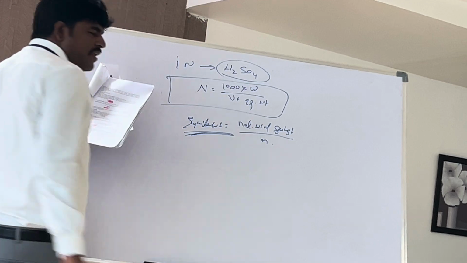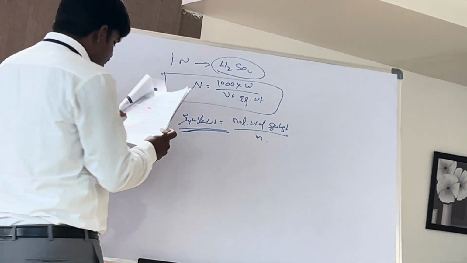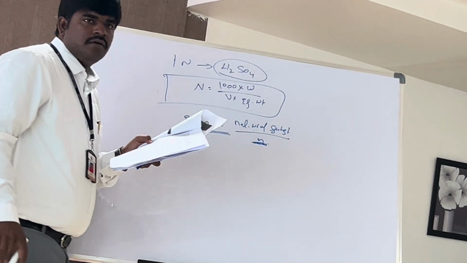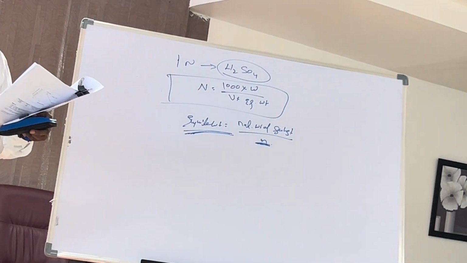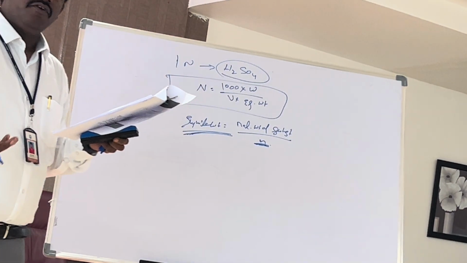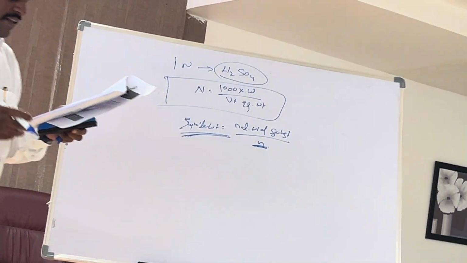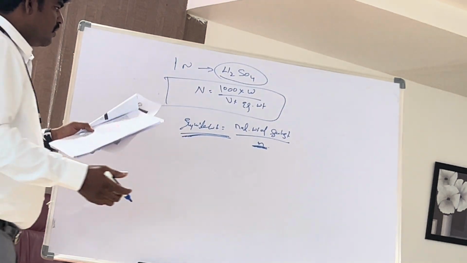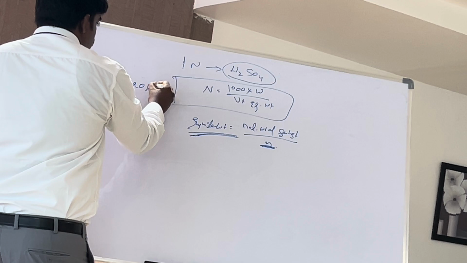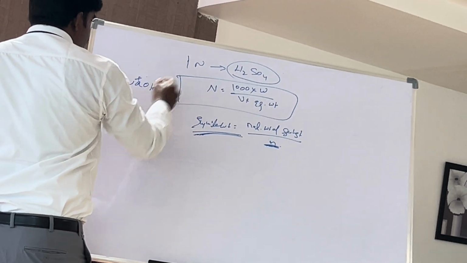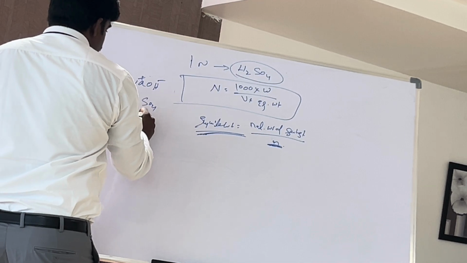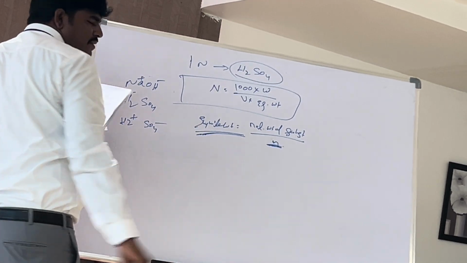So you need to calculate the equivalent weight. For example, here, what is the meaning of N? Here N means the number of replaceable hydronium ions for acids. If it is an acid, you will get H plus. And the number of replaceable OH ions, for example NaOH, so Na plus OH minus. In a similar way, H2SO4: H2 means H2 plus, SO4 minus.